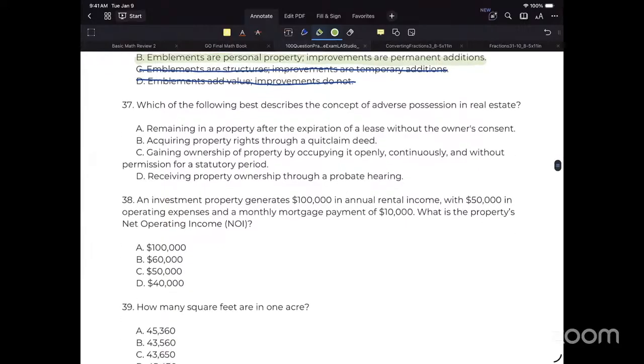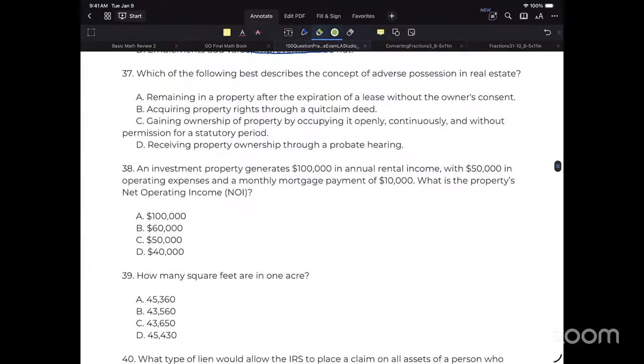37. Which of the following best describes the concept of adverse possession in real estate? Is it A, remaining in a property after the expiration of a lease without the owner's consent? Well, that is a tenancy at sufferance. We know that's part of our non-freehold estates. Absolutely not. B, acquiring property rights through a quitclaim deed? No, that's not adverse possession. C, gaining ownership of a property by occupying it openly, continuously, and without permission for a statutory period. Yep, I like that one.